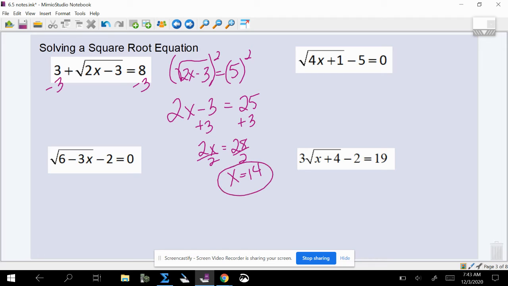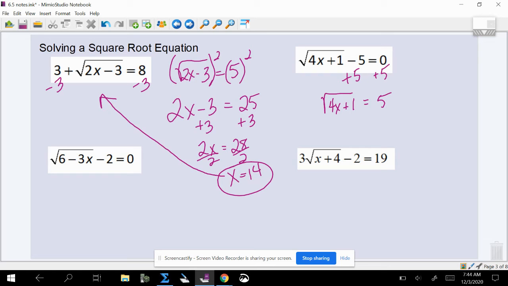To check and make sure that's actually right, you can check it very quickly. You don't have to show this step, but you can do it in your head or with a calculator. You put that 14 back in for x and make sure it makes both sides of the equation true. So for my next one, to isolate, I'm going to add 5 to both sides. That will isolate the square root of 4x plus 1.